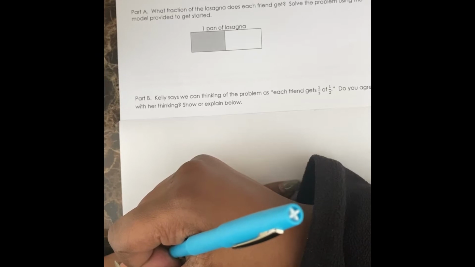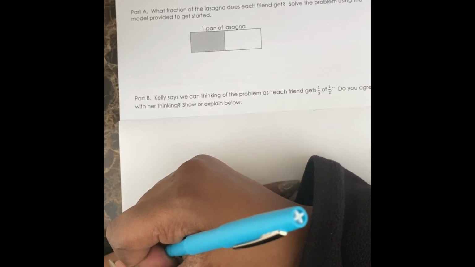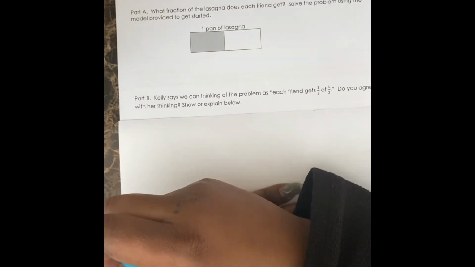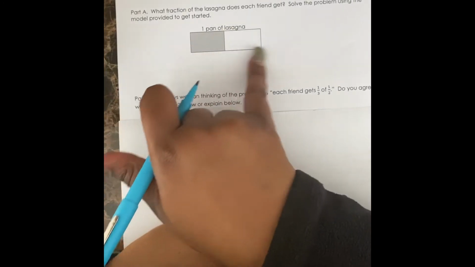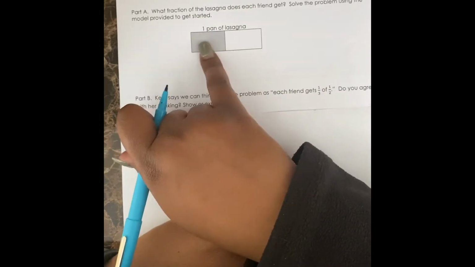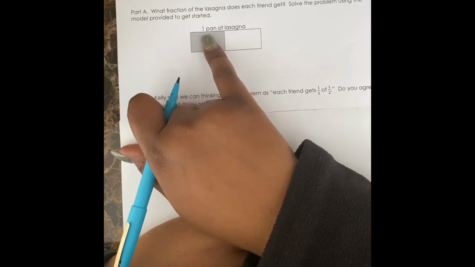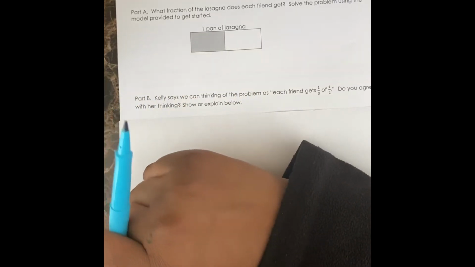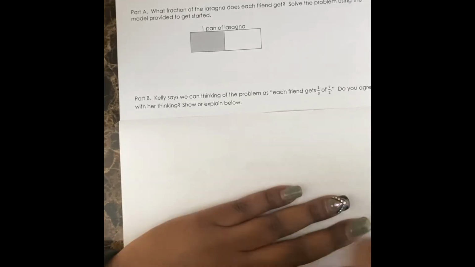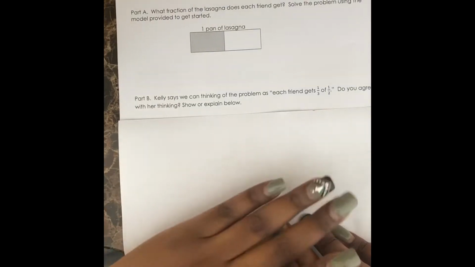Part A, what fraction of the lasagna does each friend get? Solve the problem using the model provided to get started. So we see here that we have a full pan of lasagna. However, we only had half of this pan left. So that's our grayed out portion. We had half of this pan left. Now we need to represent that we are splitting this half a pan into 3.